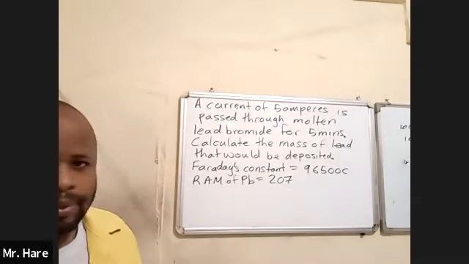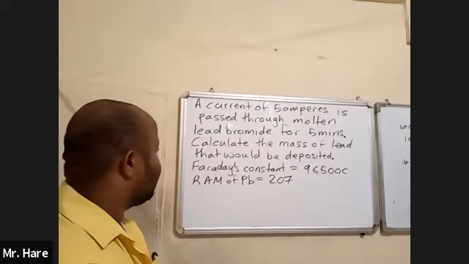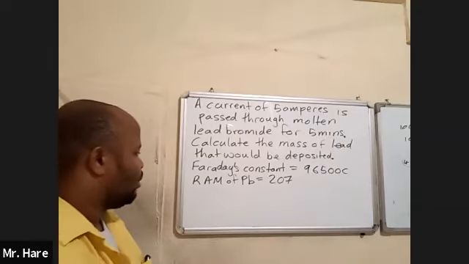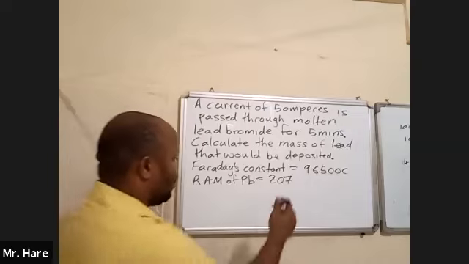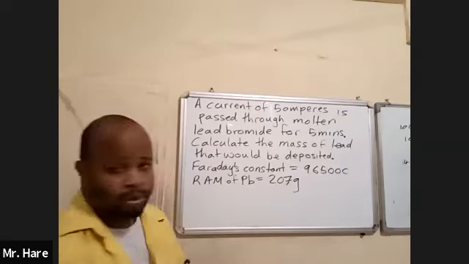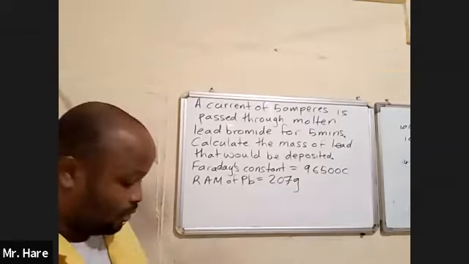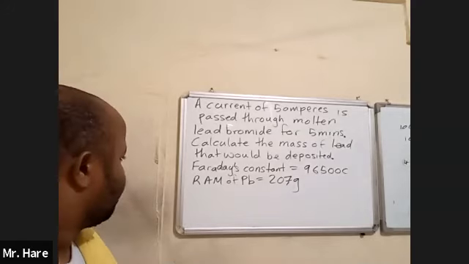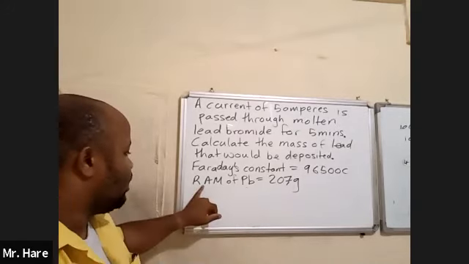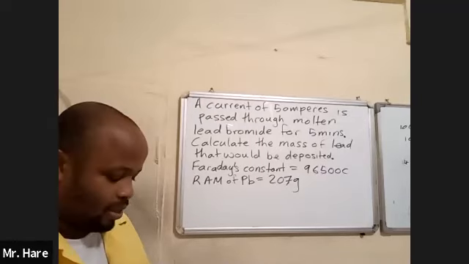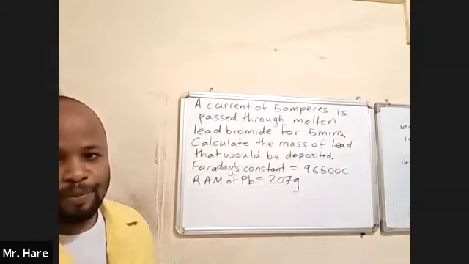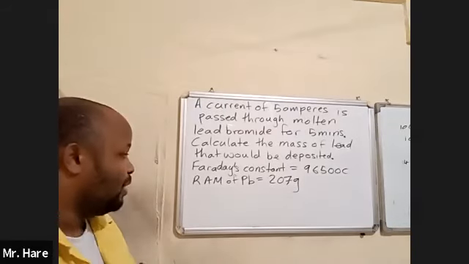So what is the RAM of lead? Bottom. 207. Yeah, but what is it? RAM is relative atomic mass. Relative atomic mass, 207 grams. Is it RAM or RMM? No, because it's an atom, it's the relative atomic mass. But it's the same number anyway you interpret it.